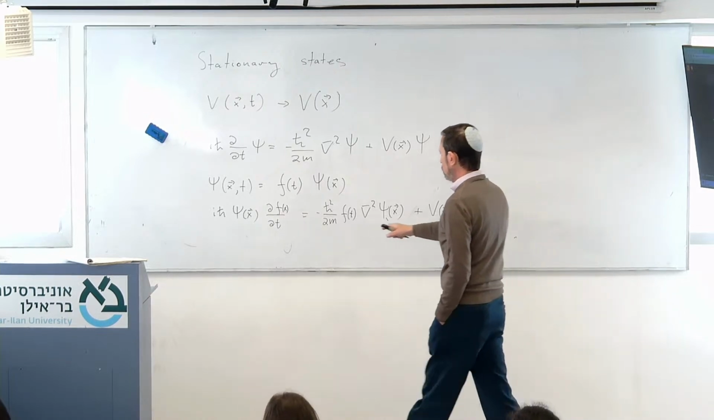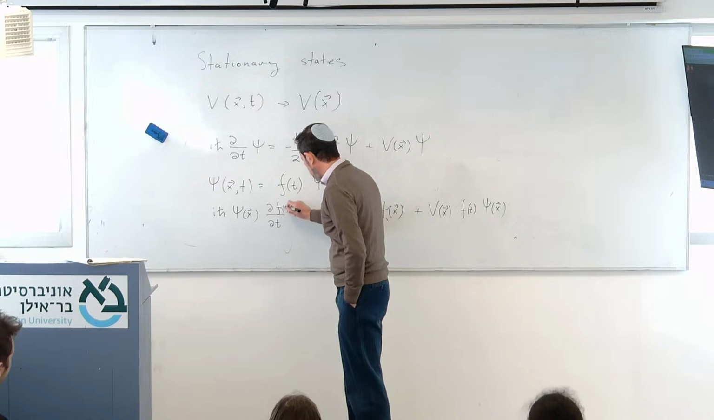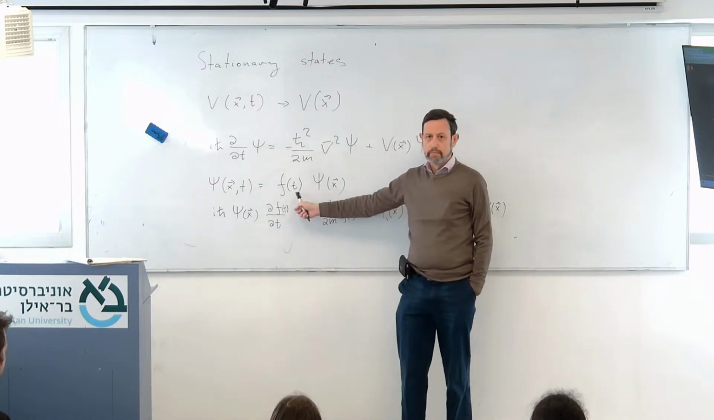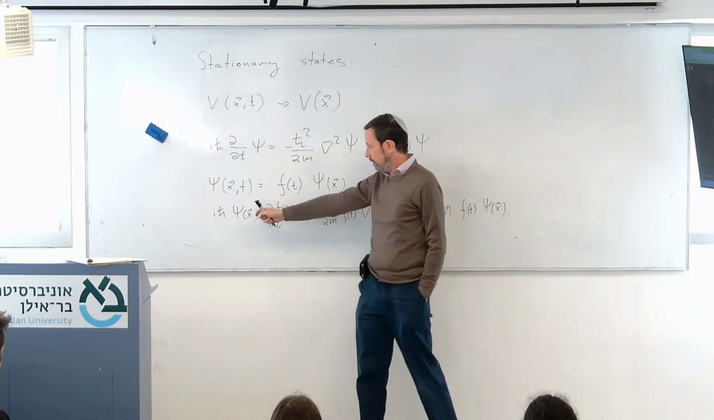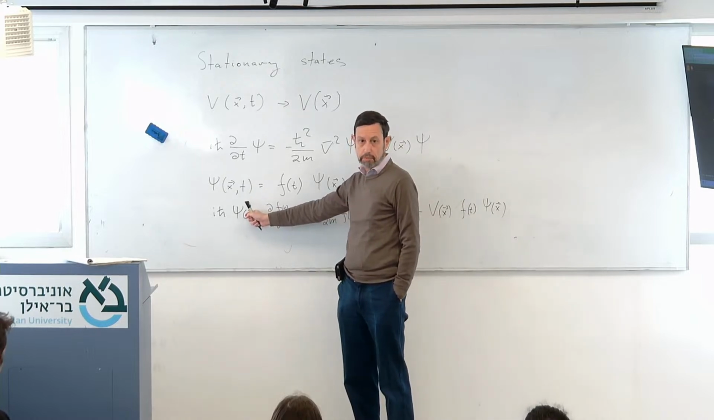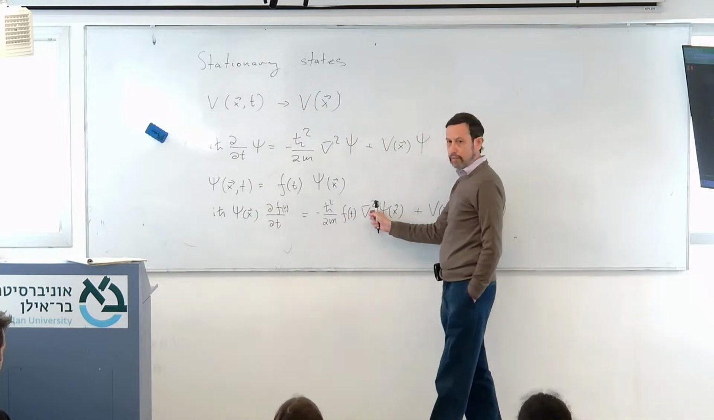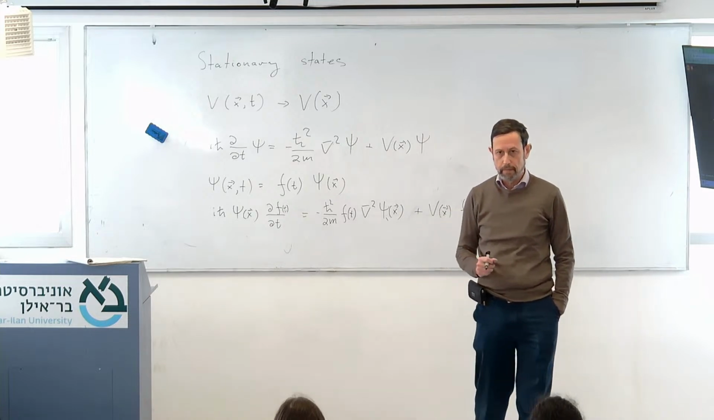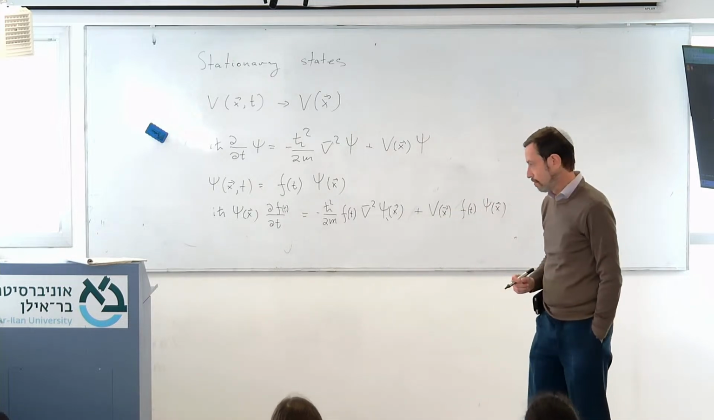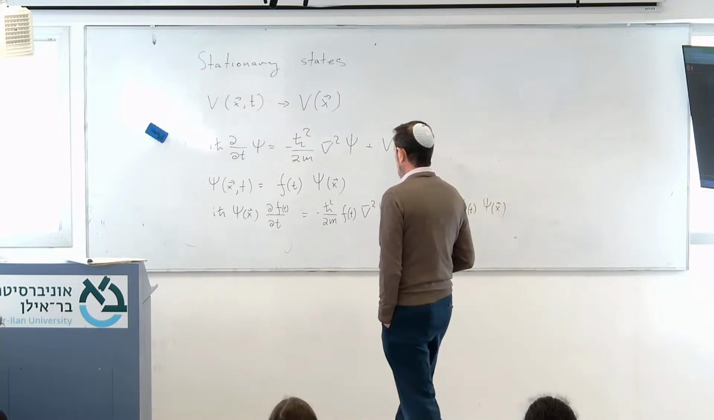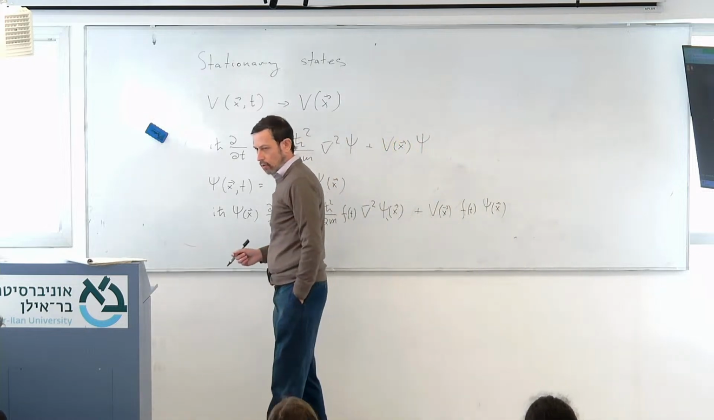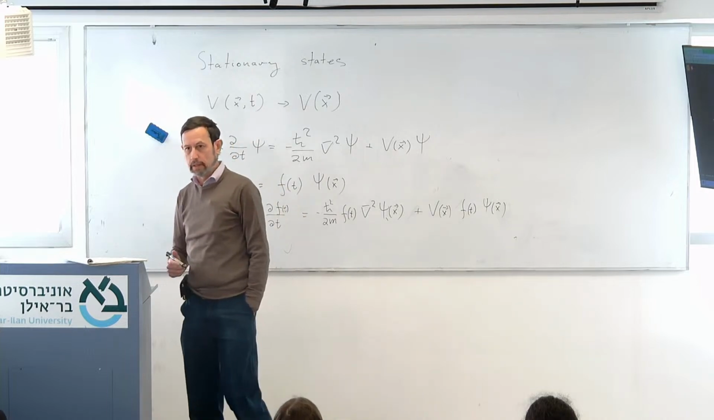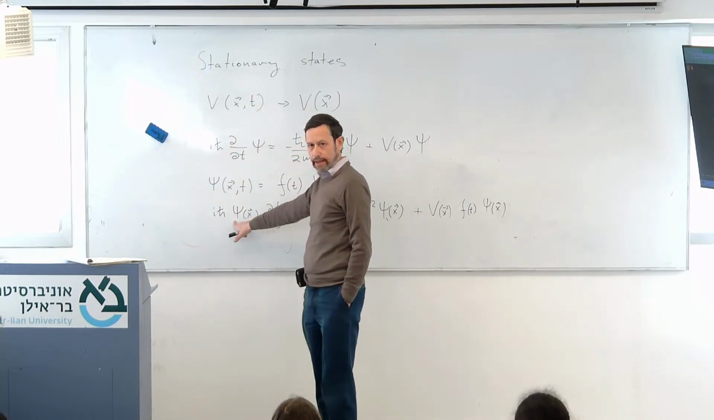Okay, the only thing I used, this is f of t, of course, is that the derivative of t on the left-hand side doesn't have any influence on psi of x, and the derivative of x that appears here doesn't have any influence on f of t. Okay, so as usual, we'll just divide by psi and f.